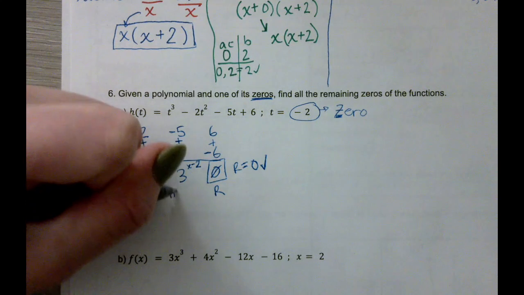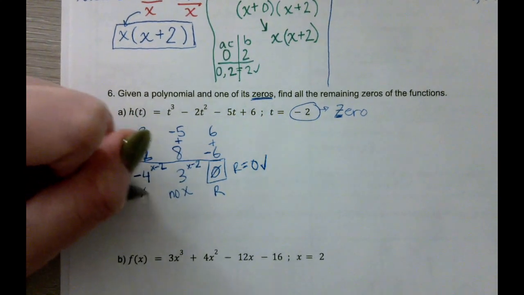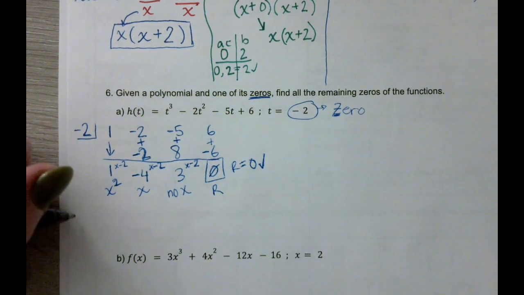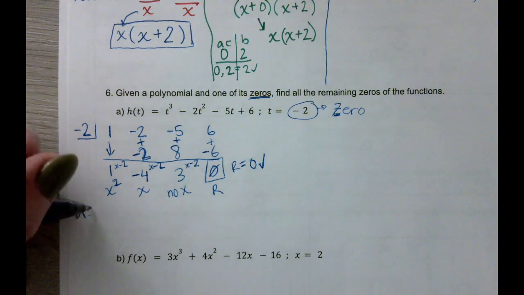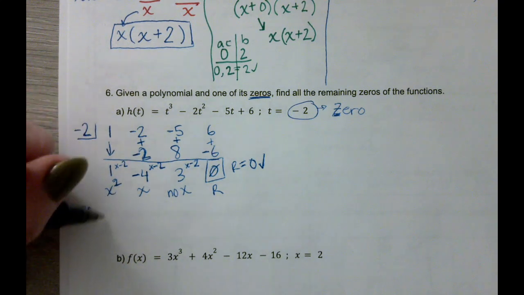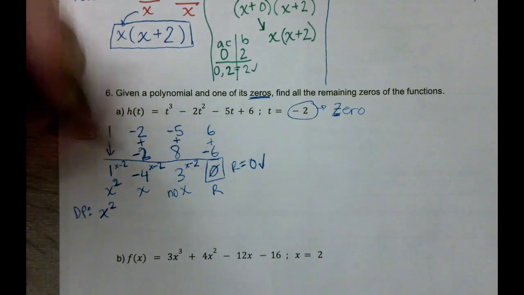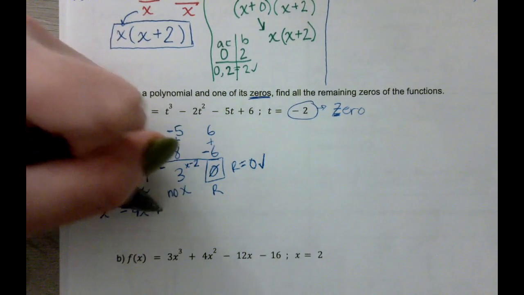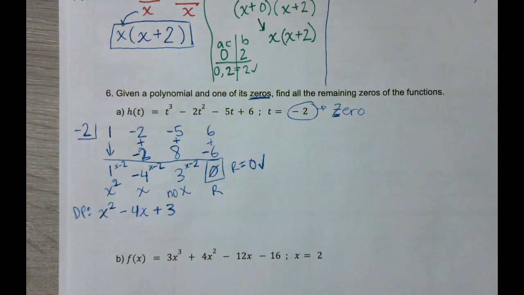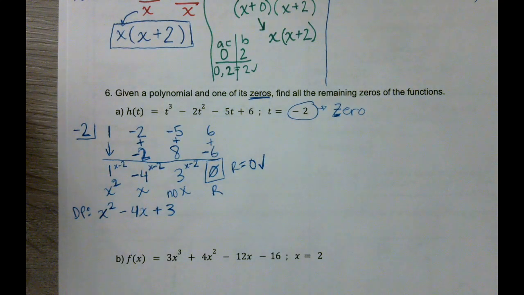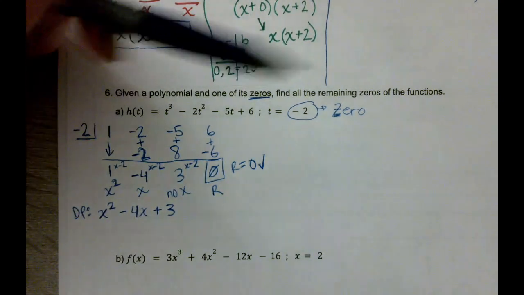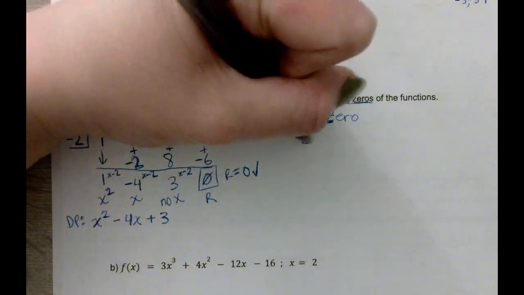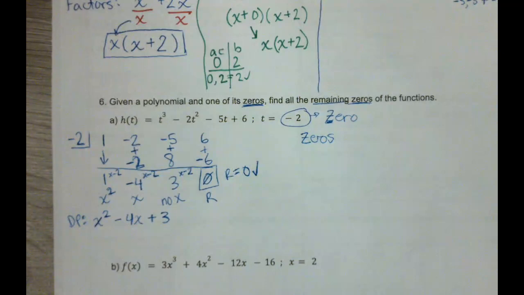So I have remainder, no x, x, and x squared. So then my dp, the depressed polynomial, is 1x squared, or just x squared, minus 4x plus 3, no x on that. From here, we need to finish solving, and they want us to find the remaining zeros. So we are looking for zeros this time, not factors.